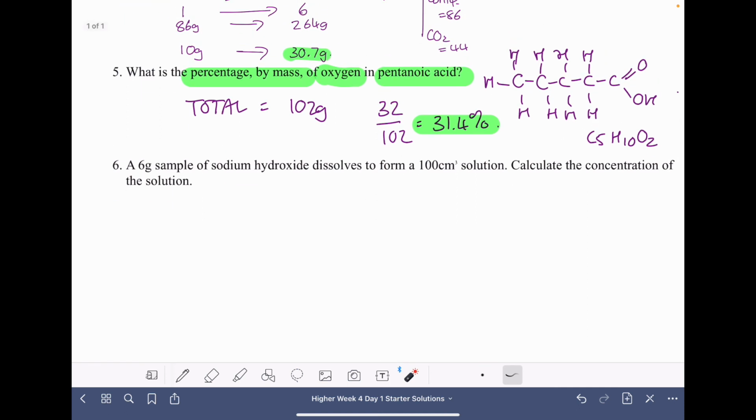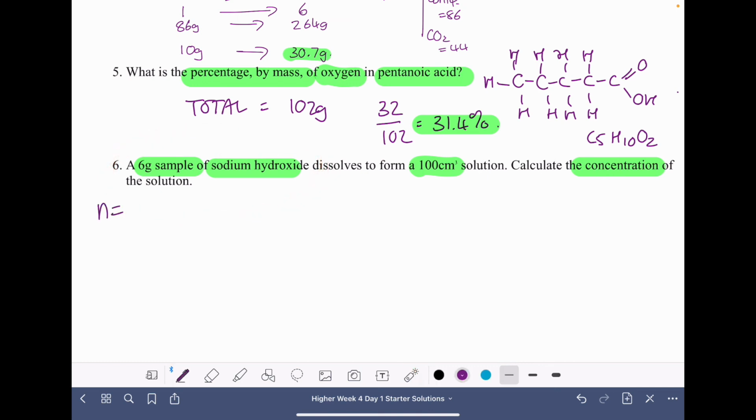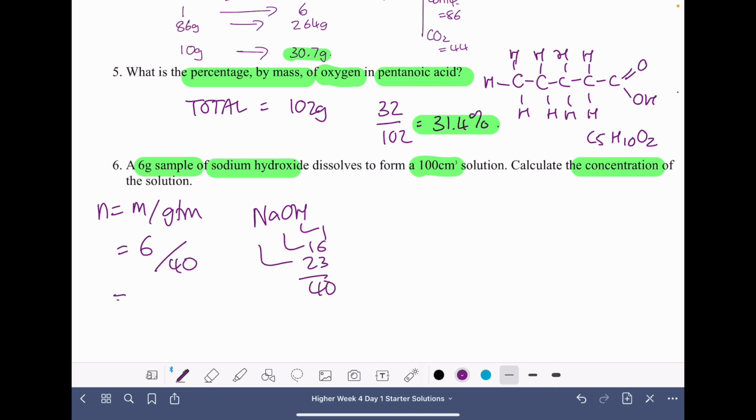The last one here, a 6 gram sample of sodium hydroxide dissolves to form a 100 centimetre cube solution. Calculate the concentration of it. So this information here allows us to work out the number of moles. n equals m over GFM, where m is 6 and the GFM for sodium hydroxide, 1 plus 16 plus 23, is 40. So 6 over 40 is 0.15. That's how many moles we've got.